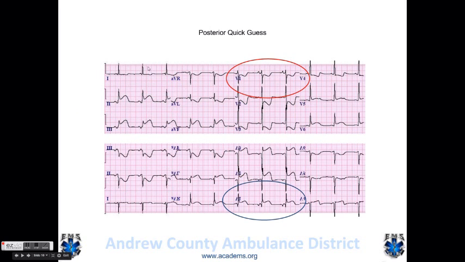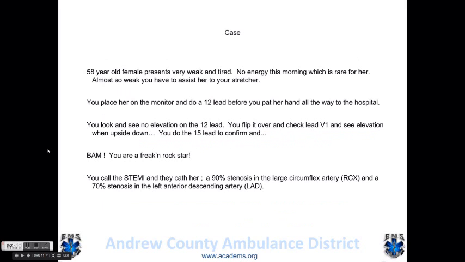Now, I call this a posterior quick guess. If you look in V1 and you see depression that is not normal, what you can actually do is flip the EKG over, and if you look down on the bottom section in the blue circle, there is elevation. What that's significant of is a potential posterior MI. So elevation upside down in V1, or just depression in V1, is a posterior. So what you need to do is put a 12 lead on or 15 lead to try to find out if that is confirmed or not. So you definitely want to do a 15.